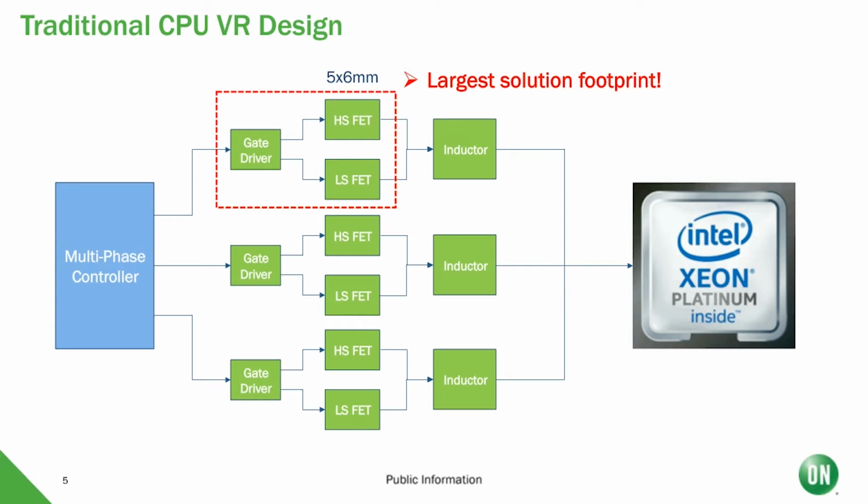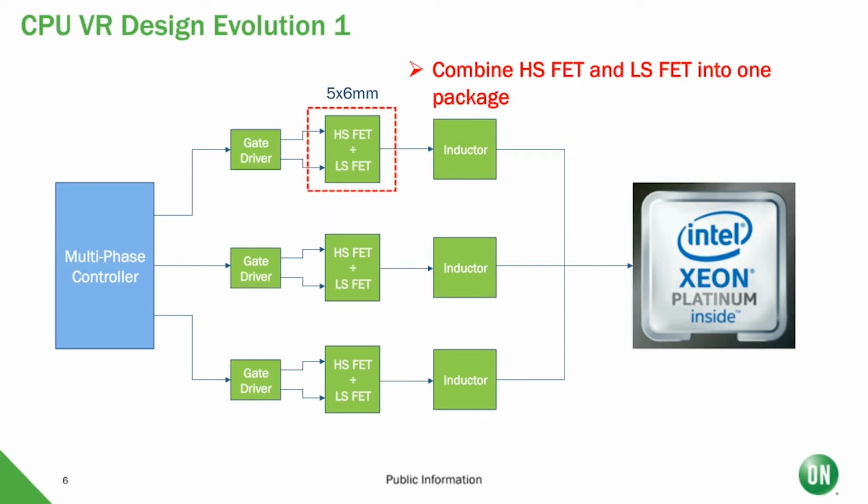So the next technique to reduce the footprint and the solution area and increase the density is to combine the high side and the low side FET into one 5 by 6 package, but still have the discrete gate driver. Some vendors have the gate driver built into the multi-phase controller. Some have them as discrete, so it just depends on the customer's preference. This way we basically combine two components into one while staying with the same package. So this would almost double the power density.